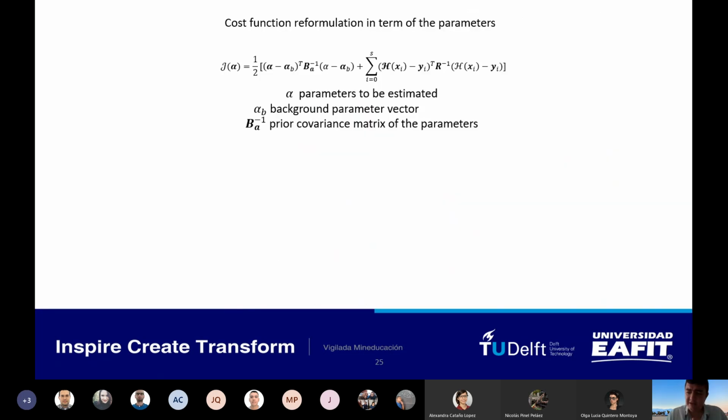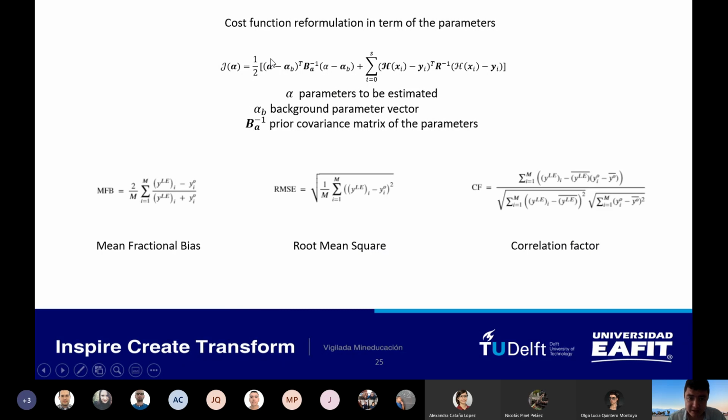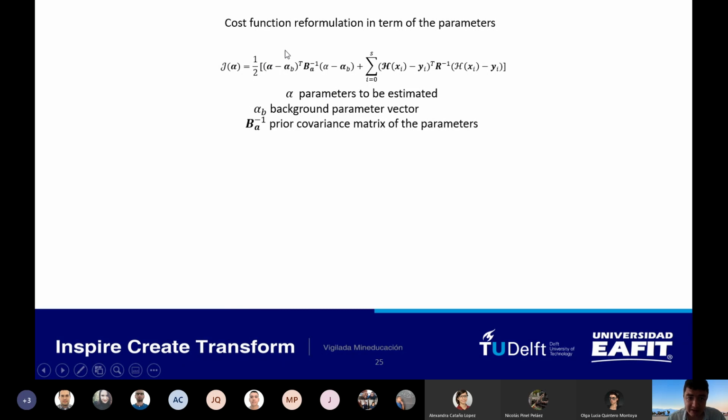Well, I reformulated the cost function. The cost function is being reformulated in terms of the parameters. Look here, I now put the parameters that I'm going to estimate, the parameter of the background, the covariance matrix, the prior covariance matrix in terms of parameters, and now this is the one that I'm going to estimate. What is important is for you to see and understand the dimension of this one.